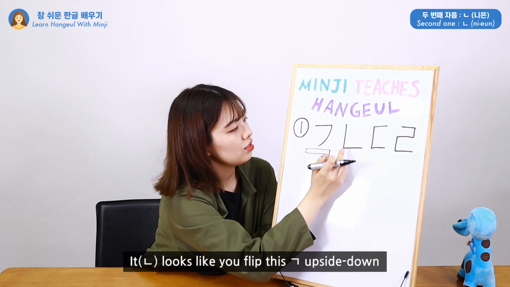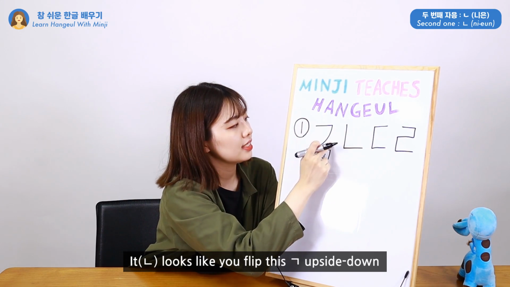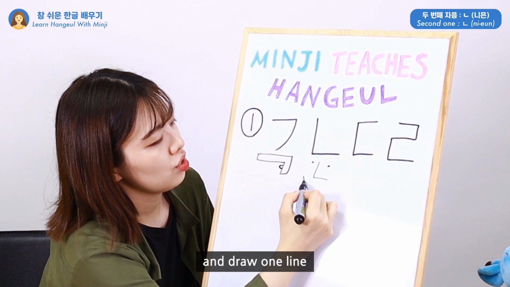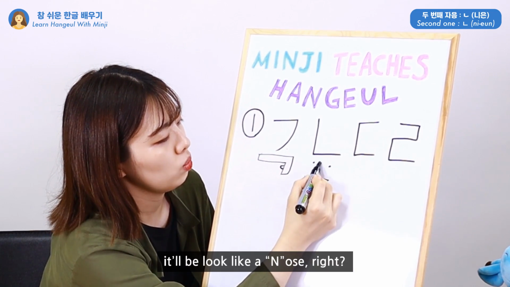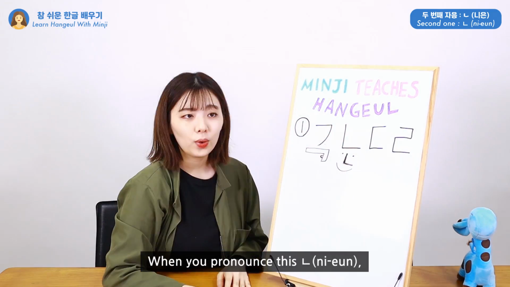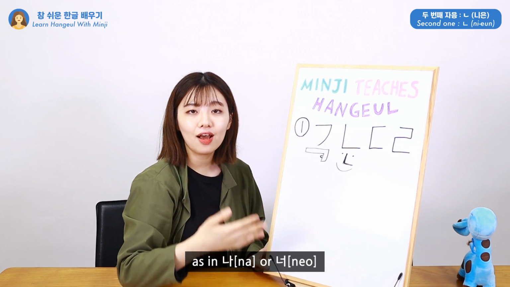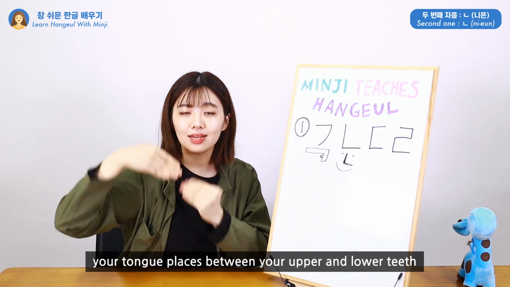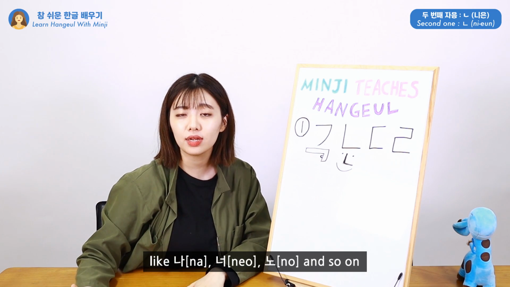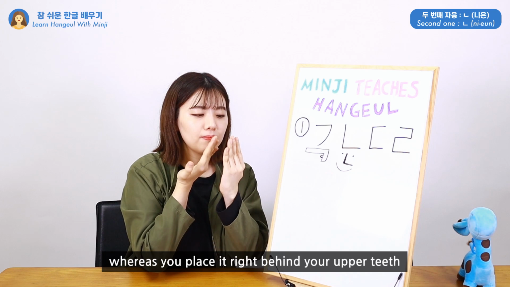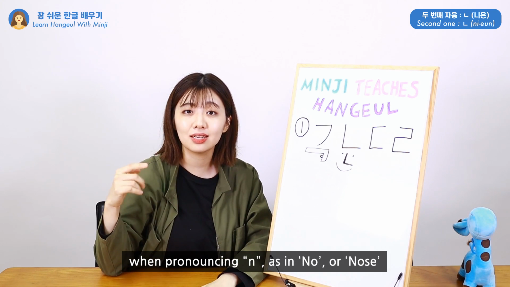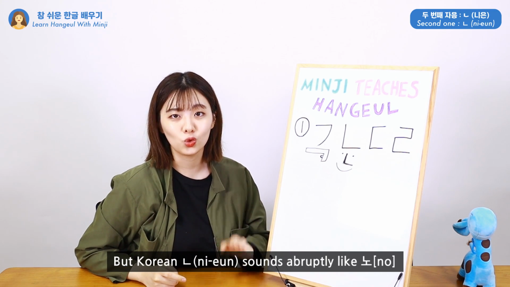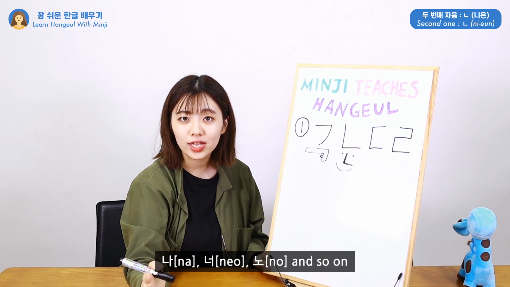Move on to the next. It looks like you just turned this gi-yeok upside down, right? If you mark these 2 dots and draw one line, it looks like a nose, right? So it sounds like N. When you pronounce this ni-eun, na, no, your tongue is placed between your upper and lower teeth, like na, no, and so on. Whereas in English you place it right behind your upper teeth, like no, or nose. But Korean ni-eun sounds like no, na, no, and so on.